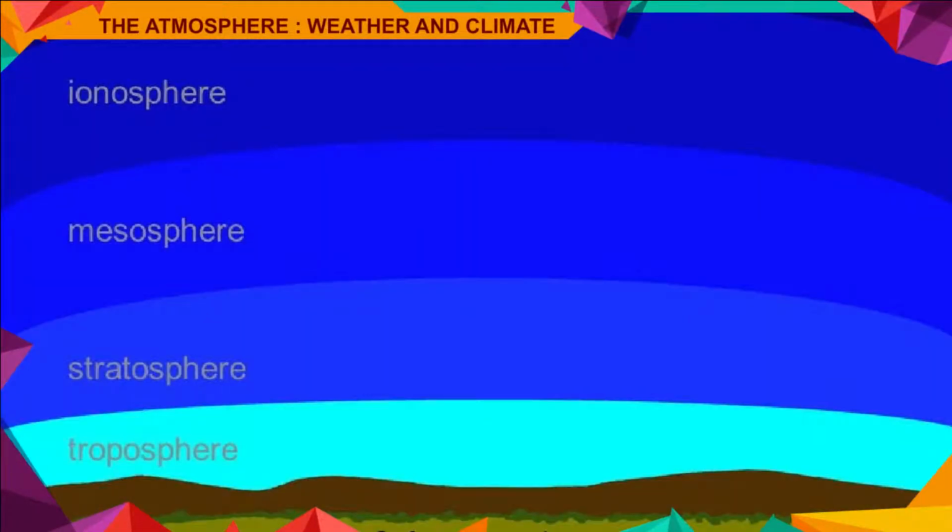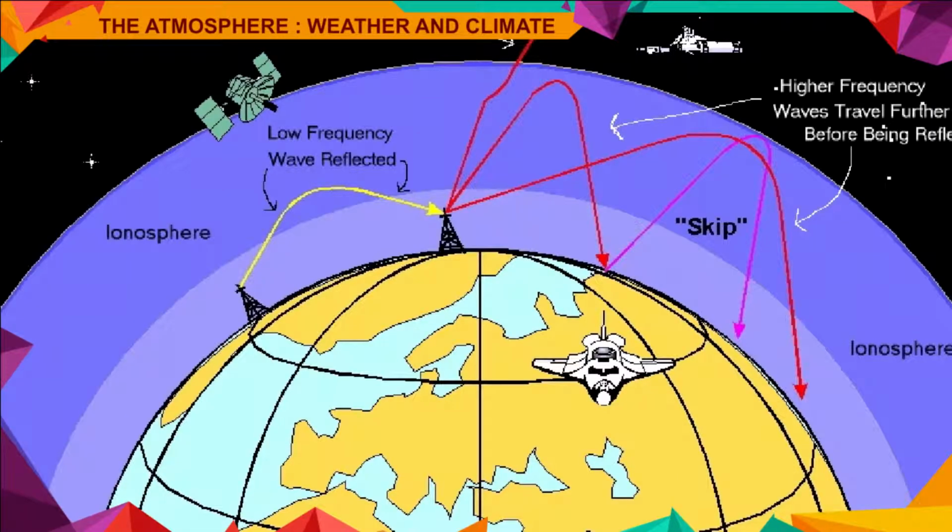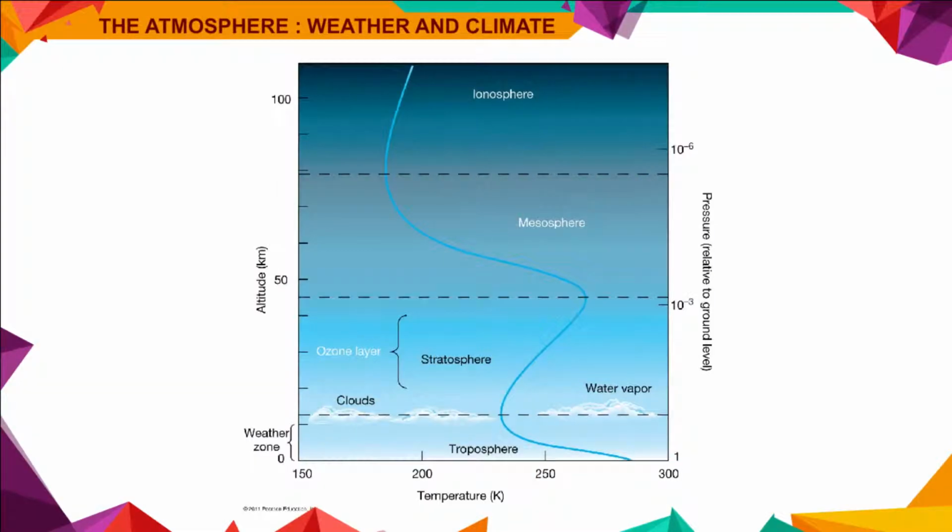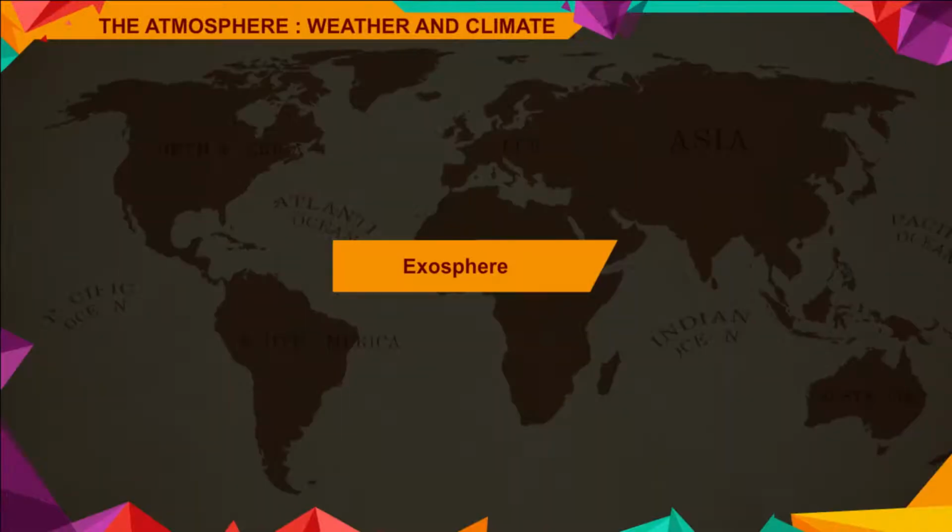Ionosphere. It lies above the mesosphere and extends up to a height of 400 kilometers above the Earth's surface. It contains electrically charged particles called ions, which help in transmitting communication signals. Radio waves are reflected back to the Earth from this layer. Communication satellites help in transmitting the signals back to Earth. The temperature rises rapidly with the altitude in this layer.